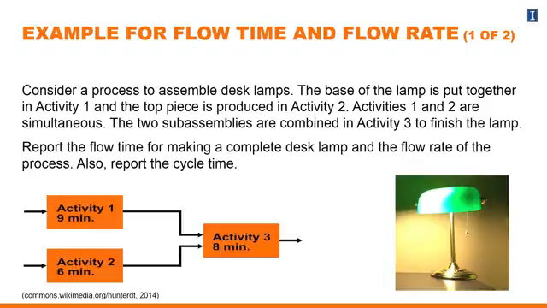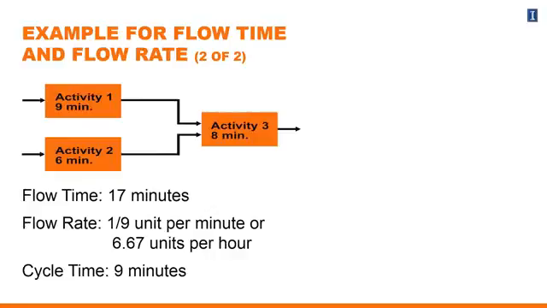But let's focus on the first 2 aspects, which is the flow time and the flow rate first, which are the simple aspects of this particular process. So let's take a look at these numbers here. So you have activity 1, which is the bottleneck activity here. It's determining the rate at which product will flow out.